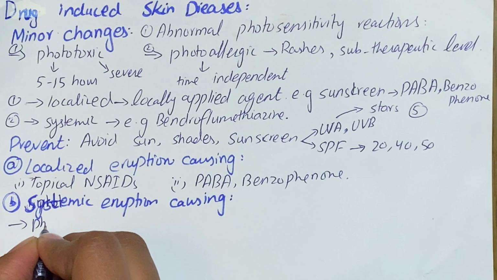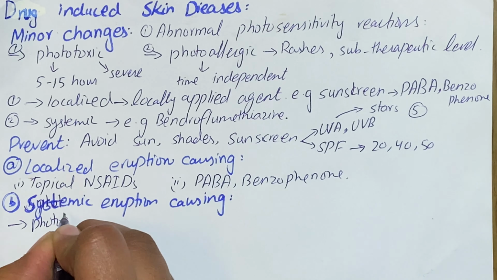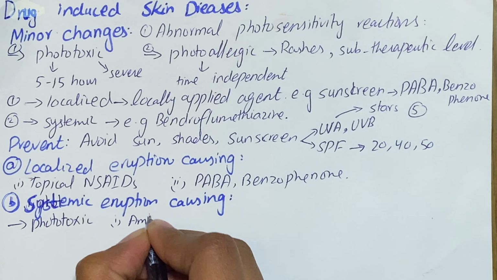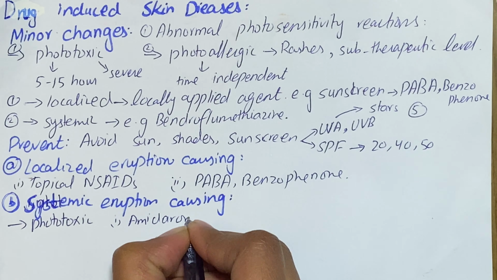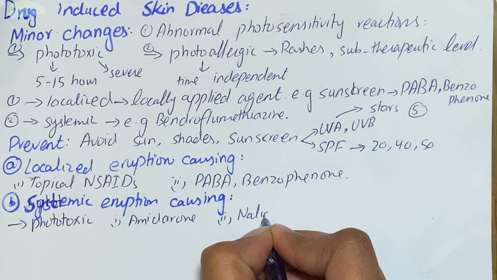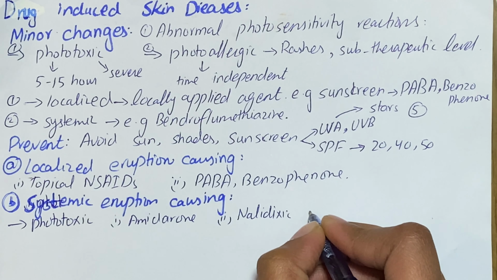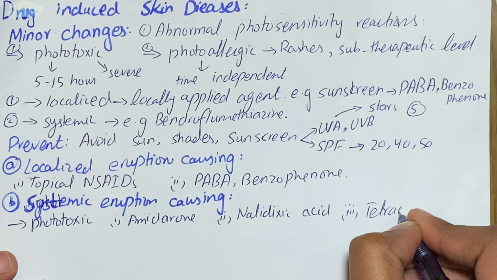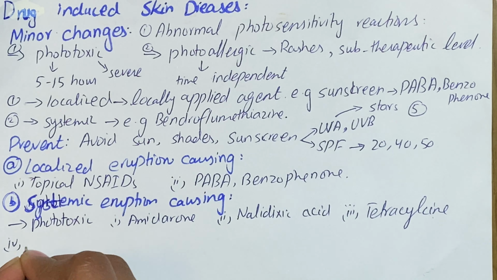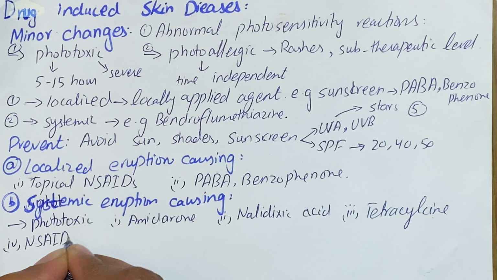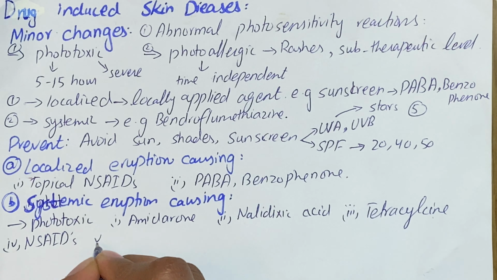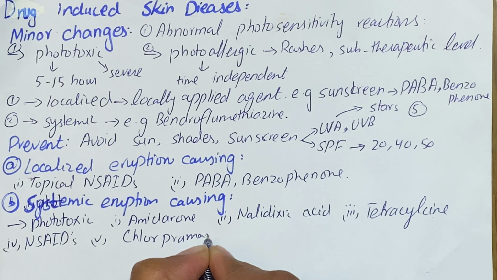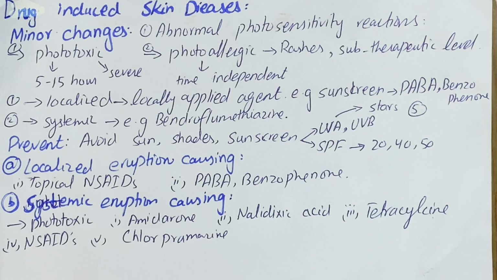So agents which can cause phototoxic effects or phototoxic eruptions include amiodarone, that is actually antiarrhythmic drug, and nalidixic acid, which is frequently used in UTIs and itself is quinolone, and tetracycline, which is well known antibiotic, and NSAID, and chlorpromazine, which is antipsychotic drug. So these agents can cause systemic eruptions of phototoxic type.